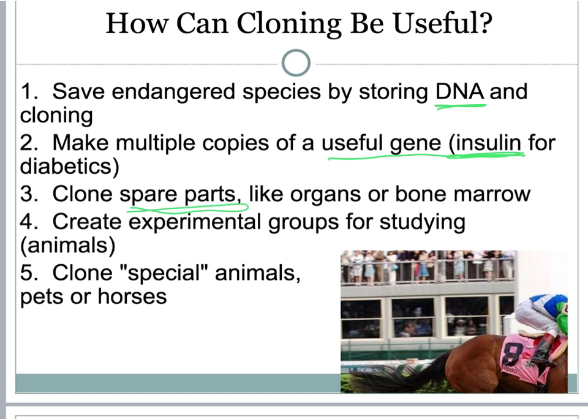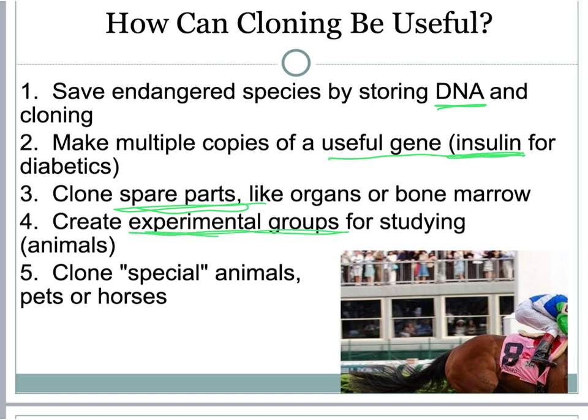Spare parts. So instead of having to wait for a donor to donate a heart, kidneys, lungs, whatever, the ear that was in the earlier slide, if you could grow them on the back of a mouse or a rat, or if you could grow someone a heart in a laboratory that would be a perfect genetic match, that would be awesome. People wouldn't have to wait for things. They wouldn't have to wait for the bone marrow donor. So that would be huge in the field of medicine.